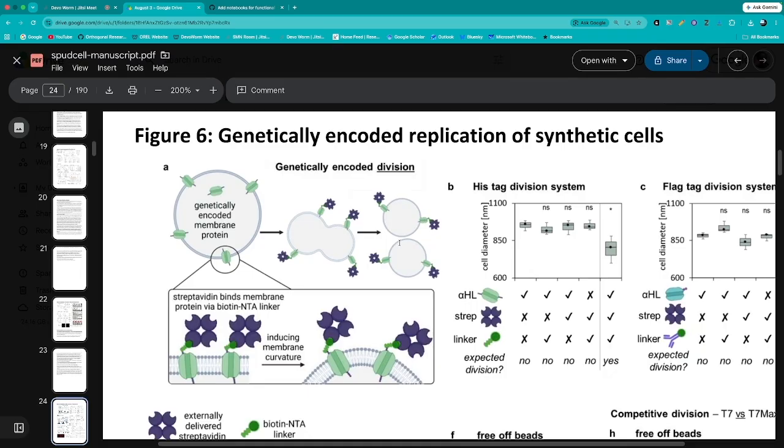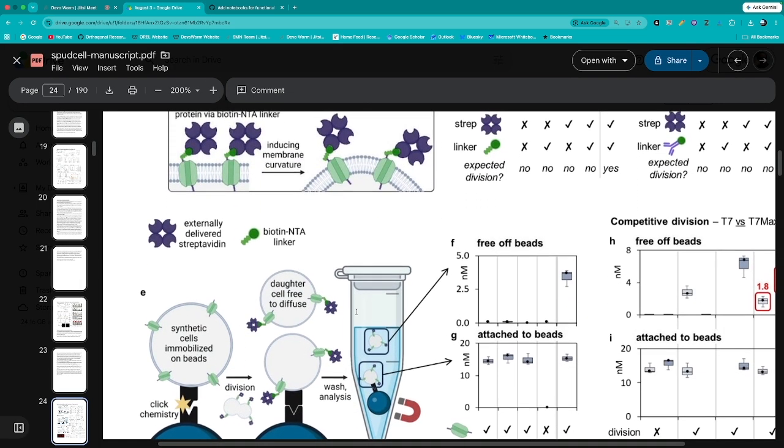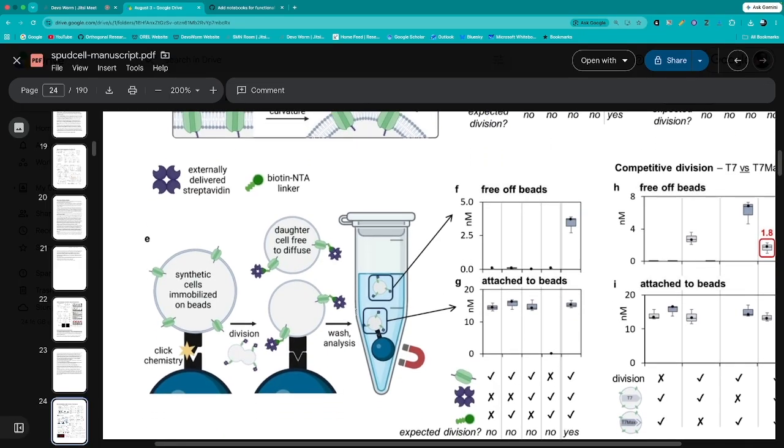And then figure 6 is genetically encoded replication of synthetic cells. So this is genetically encoded division. This is where we have our membrane proteins, and they crowd the membrane so that you have division events. And then you have this streptavidin-binding membrane protein, which you can use to induce membrane curvature and get division. So you have these membrane proteins that crowd the surface. You have these streptavidin molecules that kind of pull it apart, induce curvature, and then you have division. So it's kind of a nice way to do this.